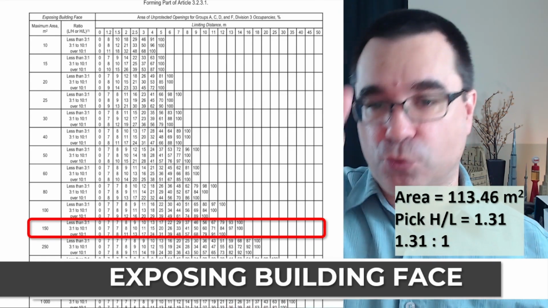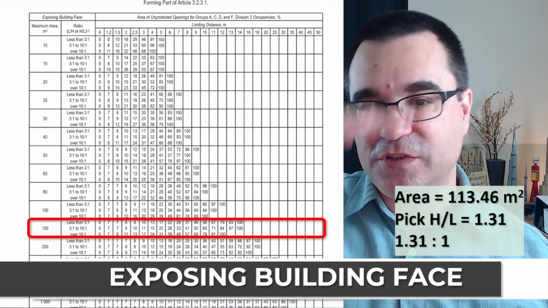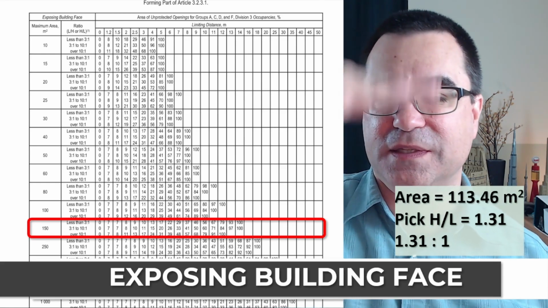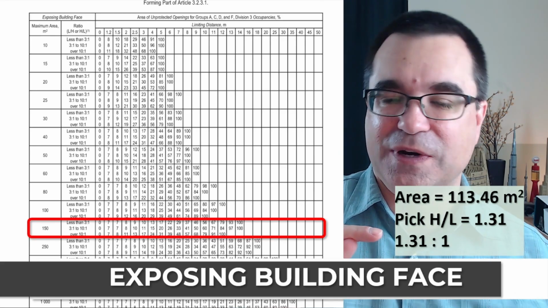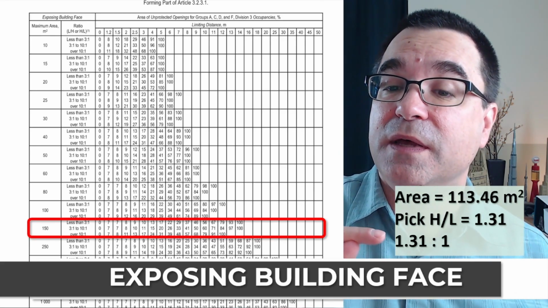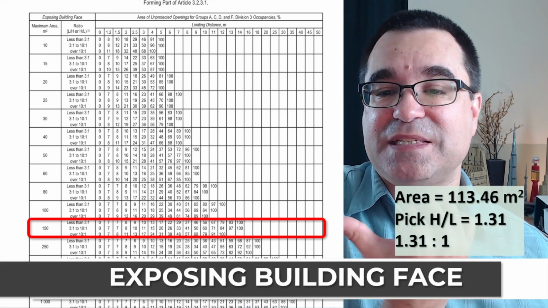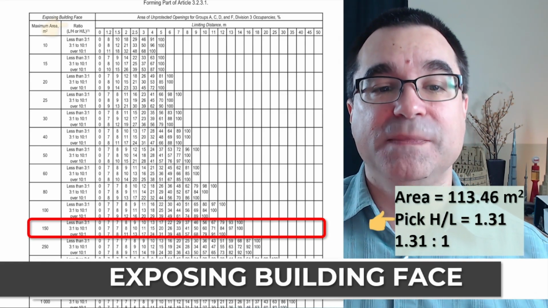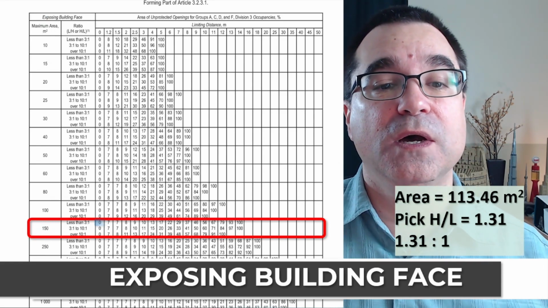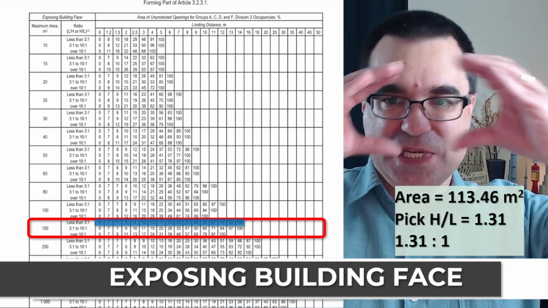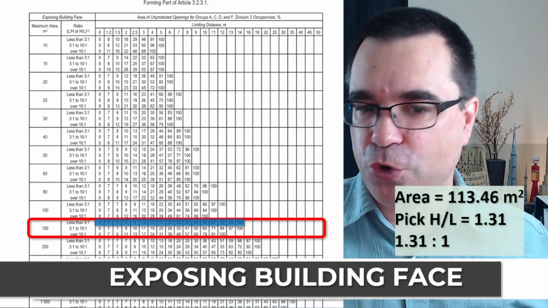So we go in the ratio column and we have to find the closest one to this. 1.31 is less than 3. Or another way of saying it is 1.31 to 1 is less than 3 to 1. So then we pick the less than 3 to 1 row. Okay, so you see how we're refining our row?